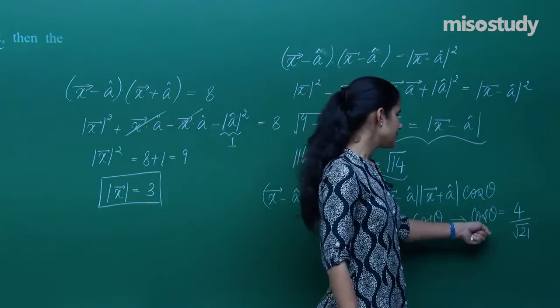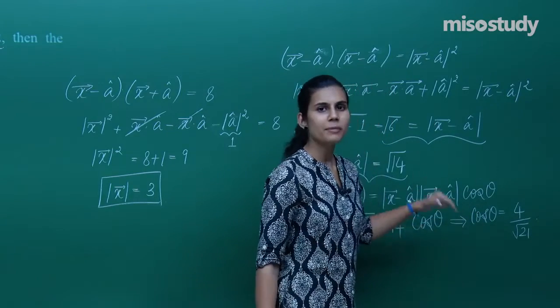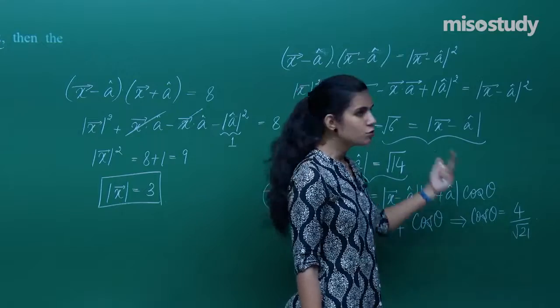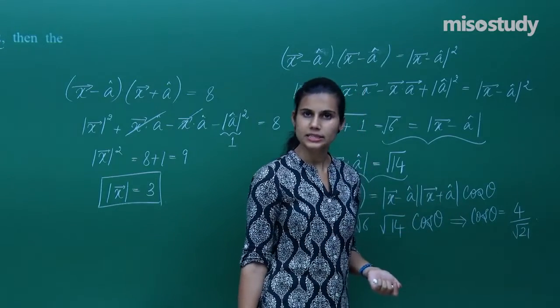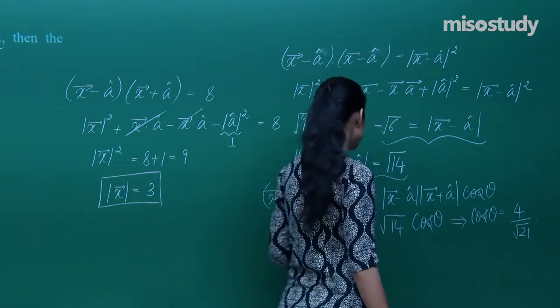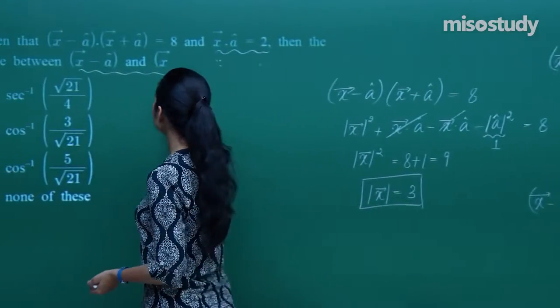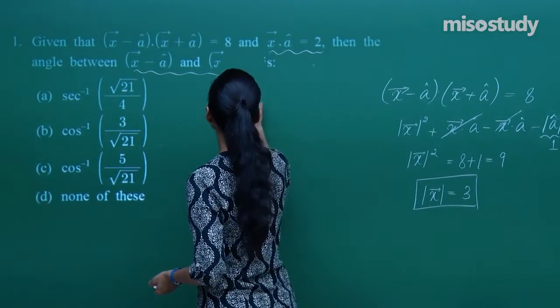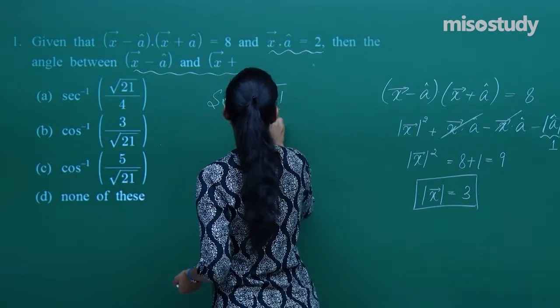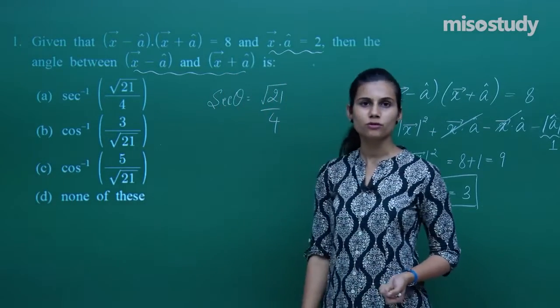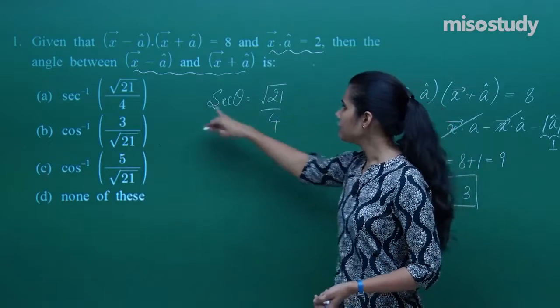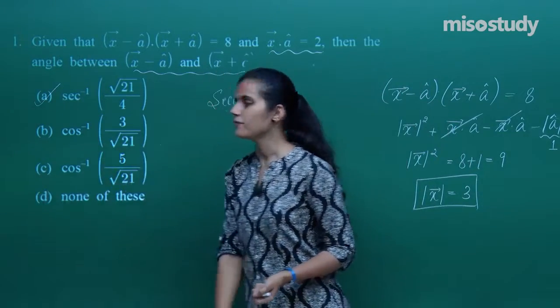If cos theta is this, sec theta is 1 by cos theta, which is root 21 by 4, isn't it? The moment you get this, you basically see that if sec theta is root 21 by 4, because cos theta is 4 by root 21, theta is sec inverse of root 21 by 4, and therefore A is the correct option.